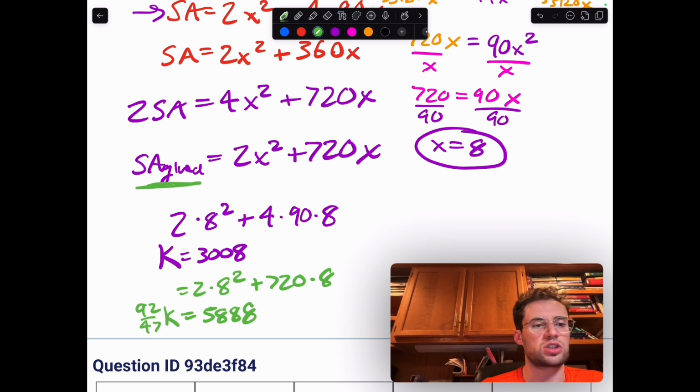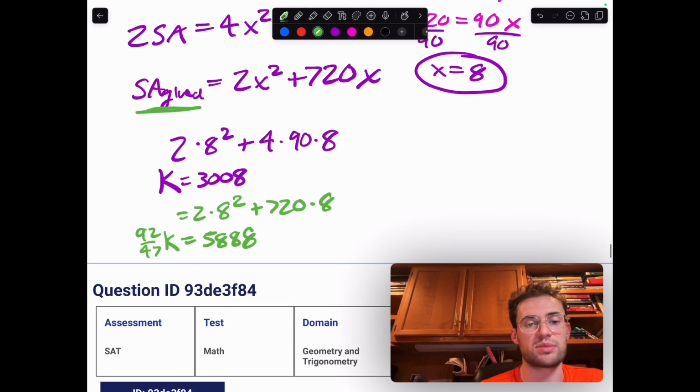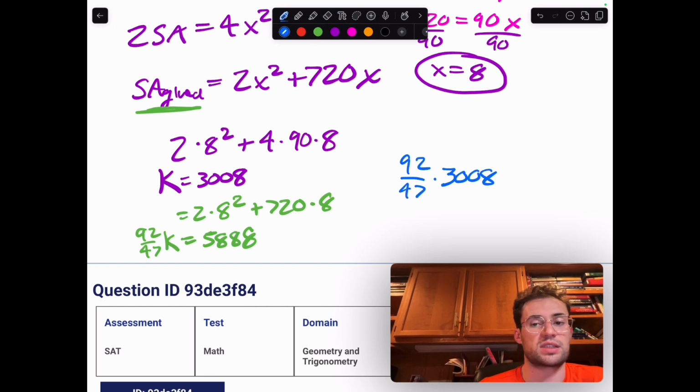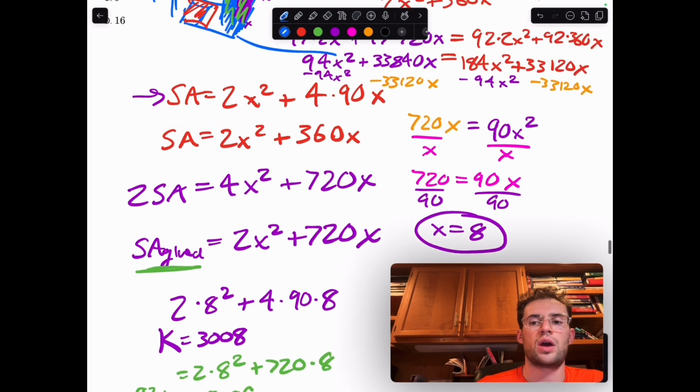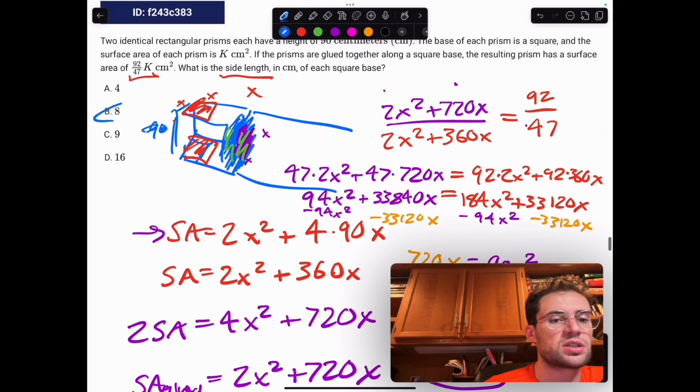And to check that, let's just do 3,008 times 92 over 47. Because that should be equal to 92 over 47 k. And that gives us 5,888, right? So that checks out. All right, so x is equal to 8, so that'd be b.